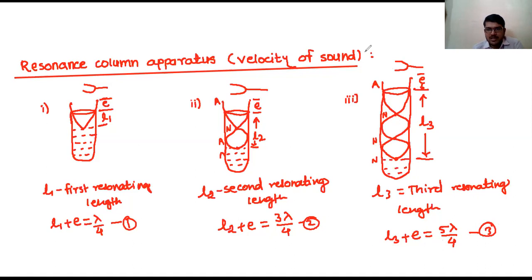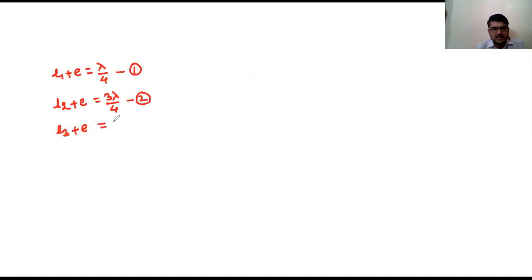Now, see here, what I got. First equation: L1 plus E is equal to lambda by 4. This is my first equation. Next I got L2 plus E is equal to 3 lambda by 4. And the third equation I got is L3 plus E is equal to 5 lambda by 4. Call this equation number 3. Okay, you got these 3 equations.